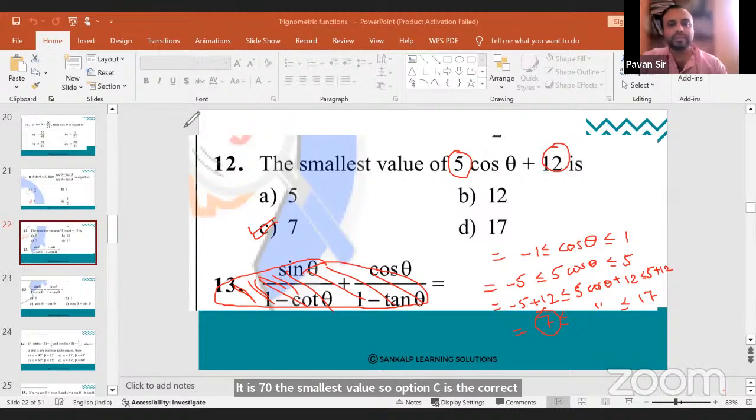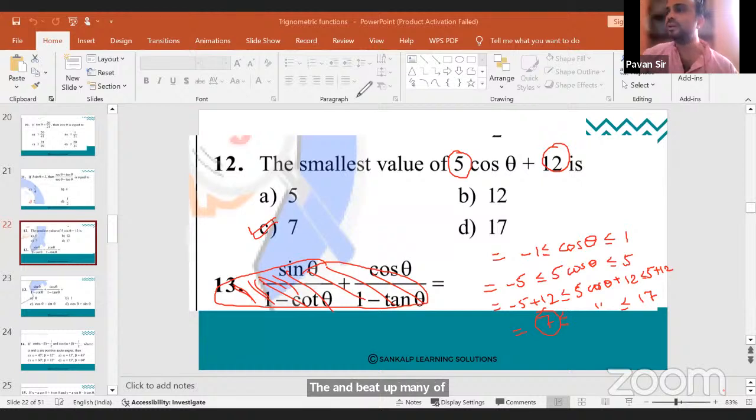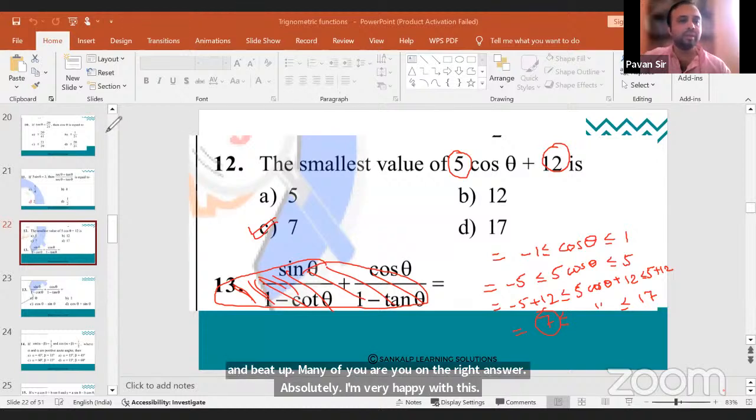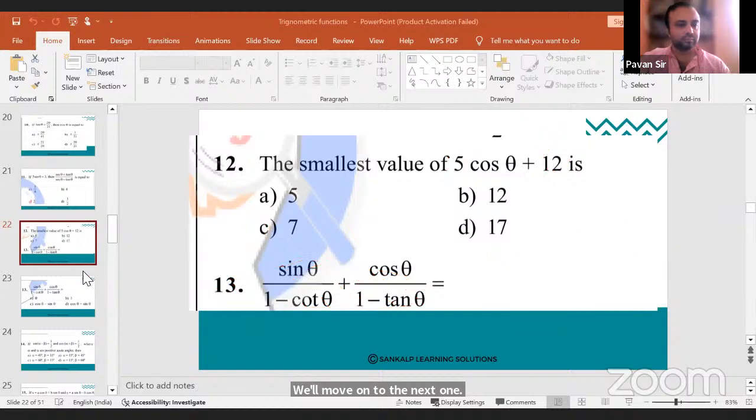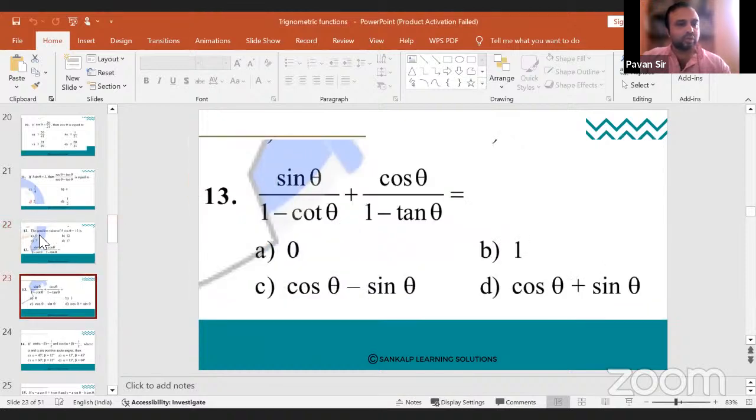Yes, absolutely. Many of you have given option C as the correct answer. Yes, Sanjay Reddy, Jyoti Nikiter and Birappa. Many of you have given the right answer. Absolutely, I'm very happy with this. Chalo, we'll move on to the next one. Yes, next question.